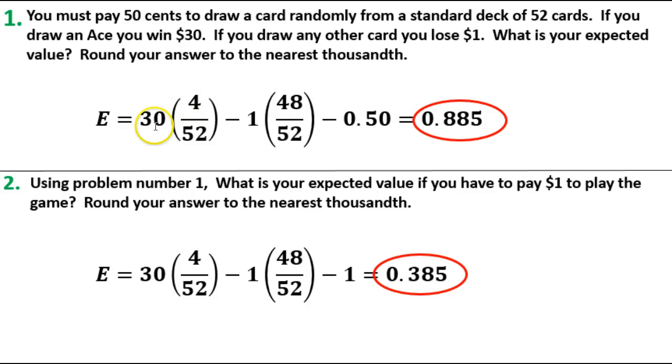We're going to pay out $30 for each ace. Subtract $1 for every other card that you have, which is 48. 48 out of 52, we'll subtract, you'll lose $1. And then 50 cents is what it costs to do the actual game. And similar here, both of these are rounded to the nearest thousandths, which is 3 decimals.